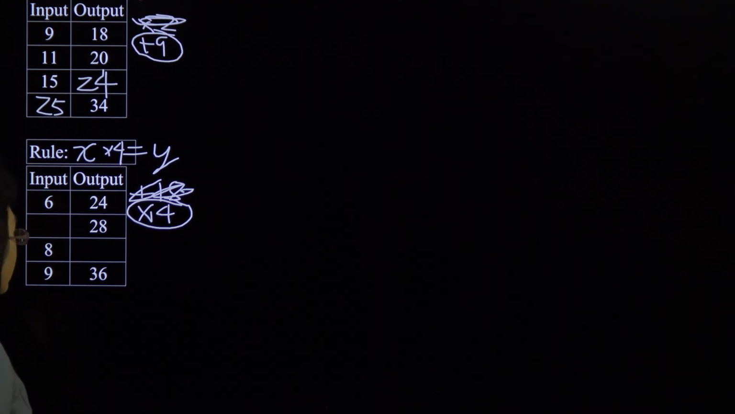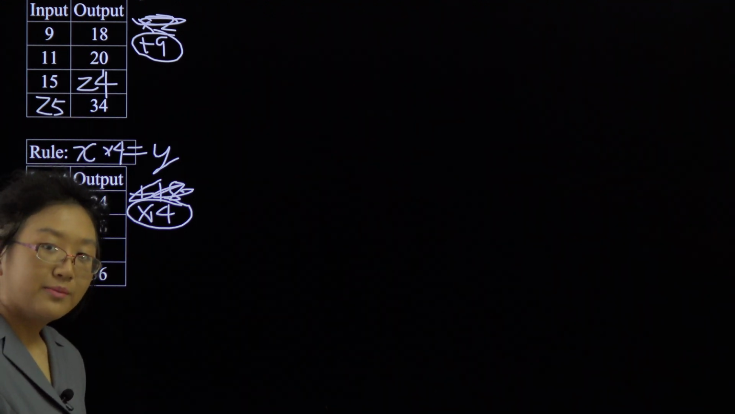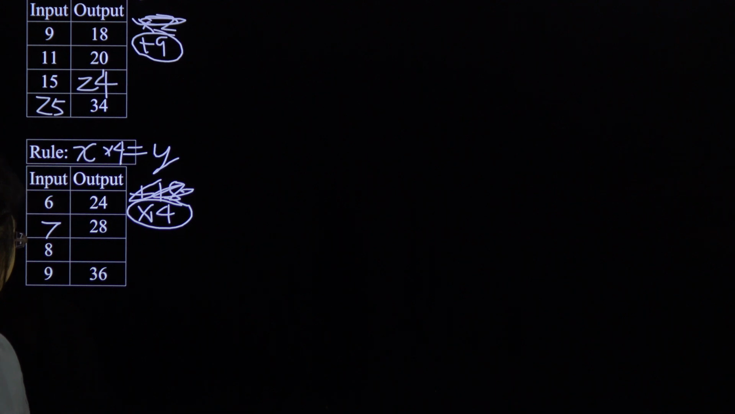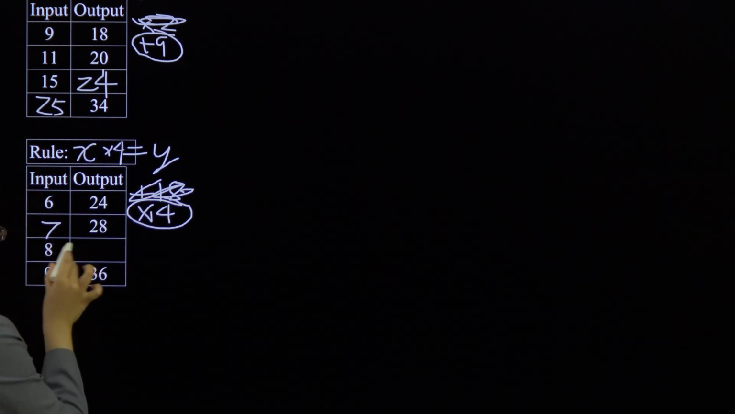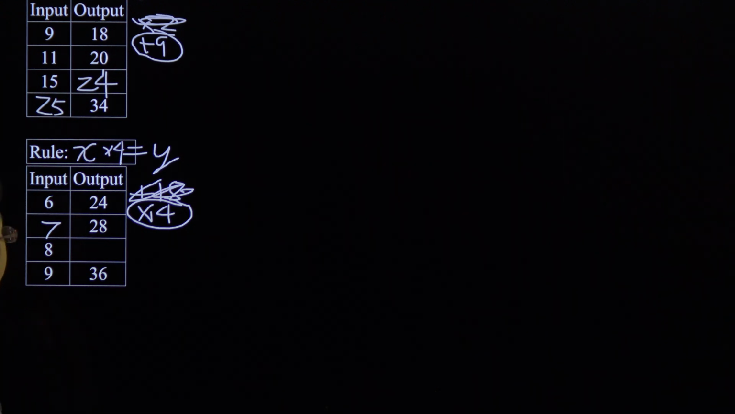Now output, over here, it's y, which is 28 for this one. Something times 4 equals 28. 7 times 4 equals 28. That's the input done. Now to find the output for the input of 8, we just plug the input in. 8 times 4 equals 32. And that's the output.